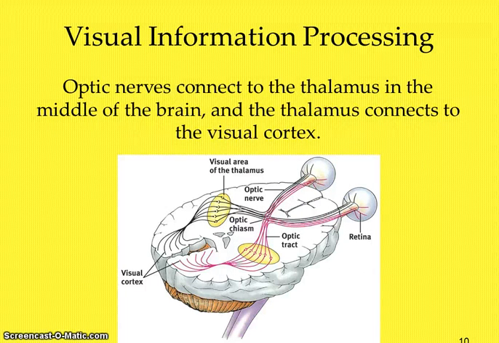Now, how do we process this information visually? How does our brain process it? Again, the optic nerve connects to the thalamus. The thalamus is that sensory switchboard in the middle of the brain. And the thalamus is going to send that information to the visual cortex.